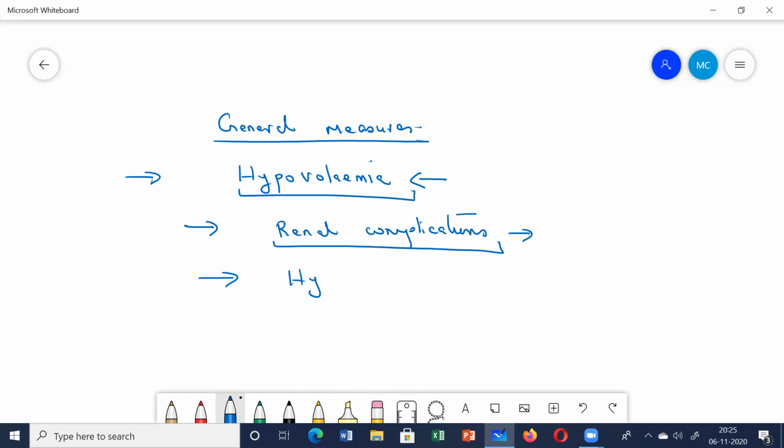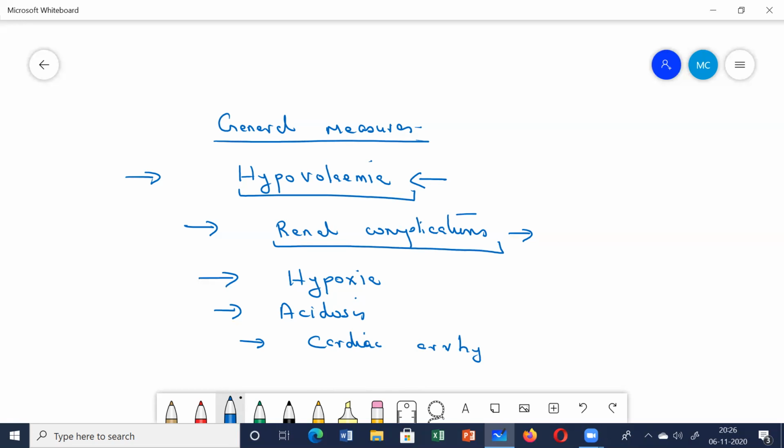Okay, next what else you have to do? Correction of hypoxia. How? By using nasal masks, face masks, or if needed, mechanical ventilation, intubation. Next, if the acidosis is severe, we give IV sodium bicarbonate. Next, treatment of cardiac arrhythmias. Only if the patient has developed cardiac arrhythmias, you can go for the different drugs.